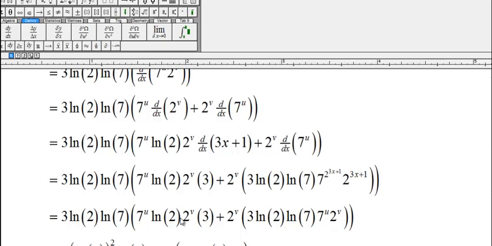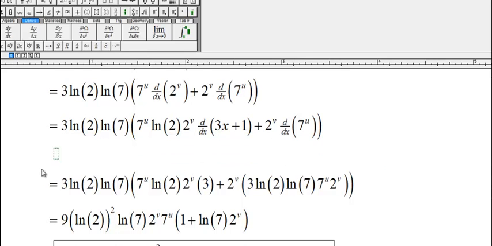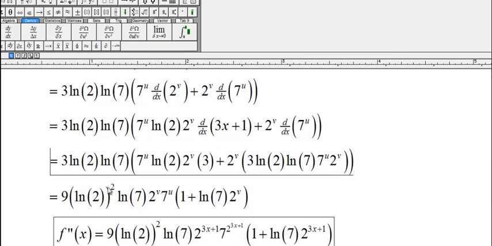Okay? And so now we can see we might be able to do a little bit of cleaning up here. I don't really need that line. Now, what do we have here? Well, if we look, I see a 3 in this term, and I see a 3 in this term. So I can pull that out front and multiply it by this 3 to get 9. I see an ln of 2 right here and right here. So I can pull that out front, combine with this ln of 2 to make ln of 2 to the second power.